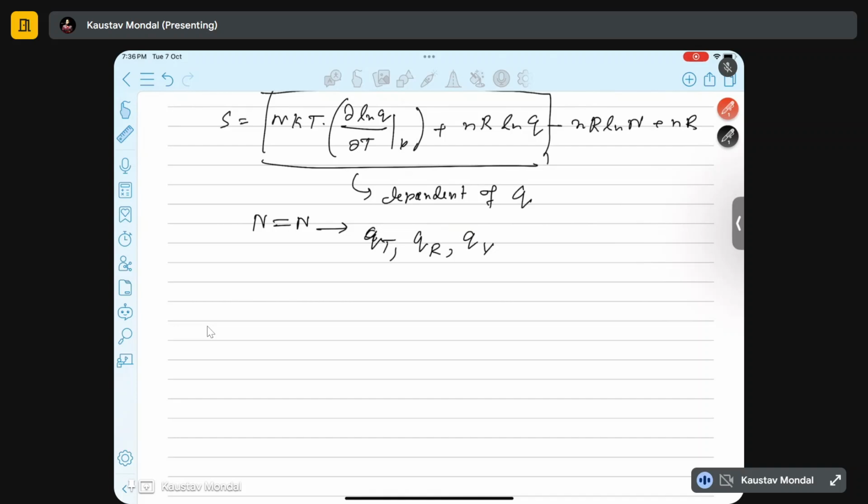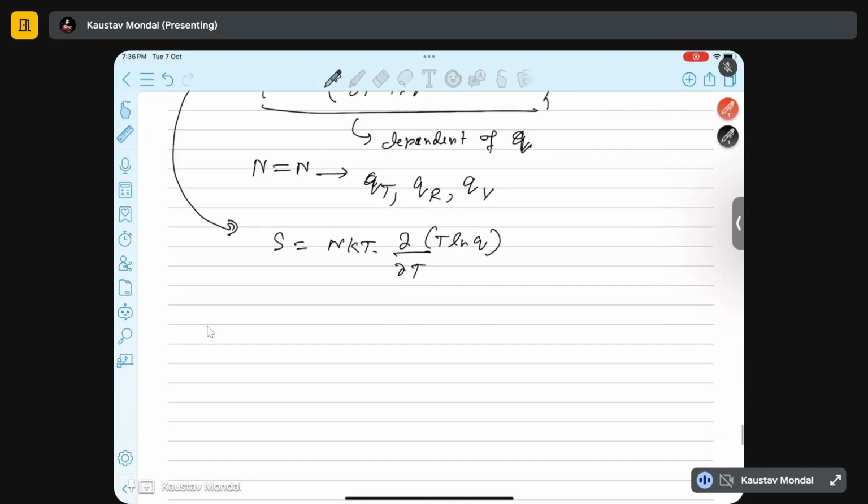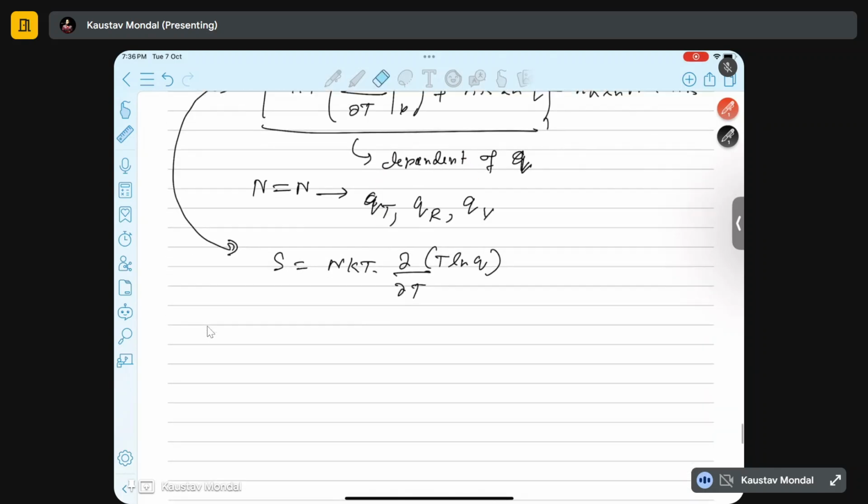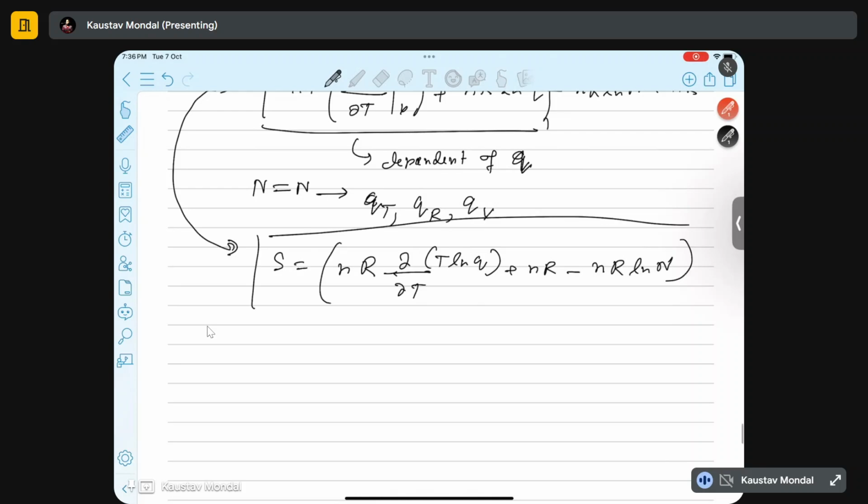One thing you can do is write this entropy expression in a simpler way, NkT into del by del T of ln q. Just combining these first two terms will make things easier. If you combine these two terms in a derivative, NkT you can write further as nR. So this is the final expression of the entropy, with nR plus nR minus nR ln N.